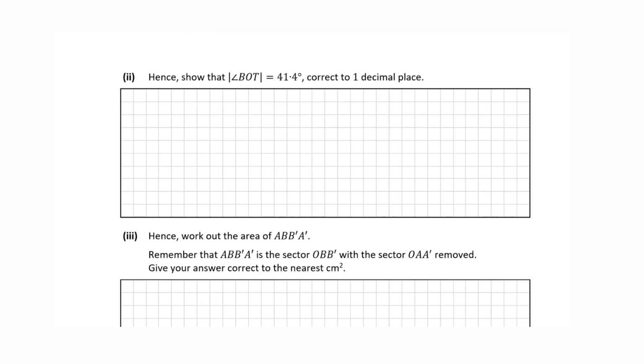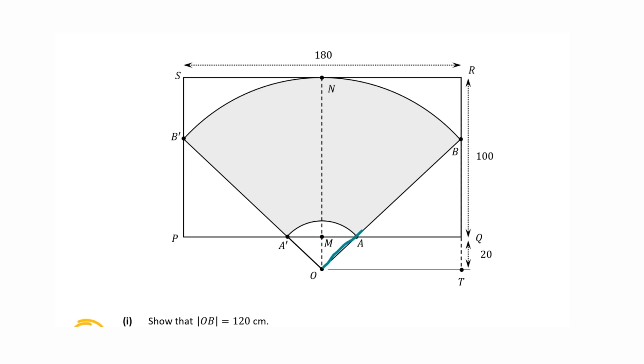In the next part of the question, they want you to show that the angle BOT is 41.4 degrees. Here's our triangle BOT, and they want us to show that this angle here is 41.4 degrees. We can label some of the sides of our triangle. We showed in the previous part that the length of the side OB is 120. We know that the entire width of the rectangle is 180, so this distance here is half of that, which is 90.